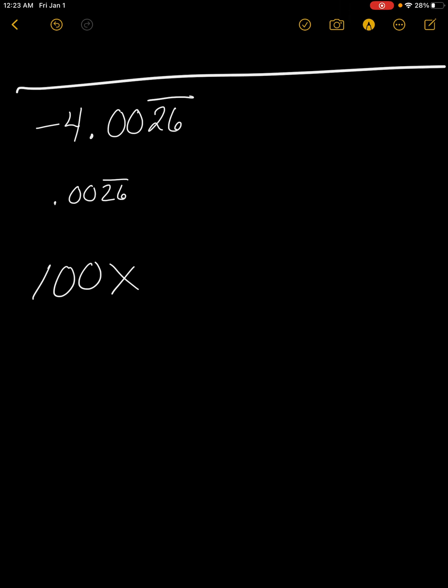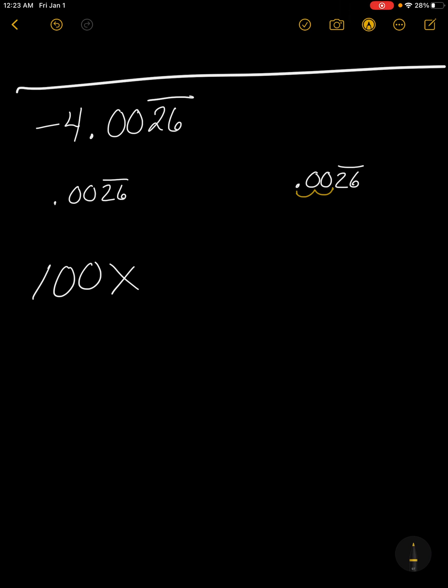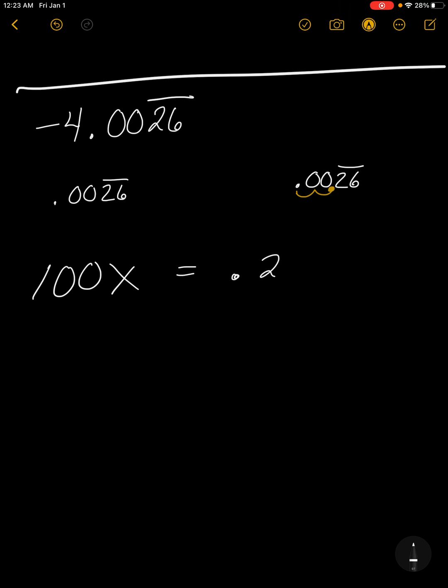All right, this time it's 2 digits, so I'm going to use 100. And if I actually take this number times 100, 0.0026 repeating, that moves this decimal 2 times. So this number times 100 is actually 0.262626, because that's the part that's repeating, and I'm resetting the decimal by that 2.